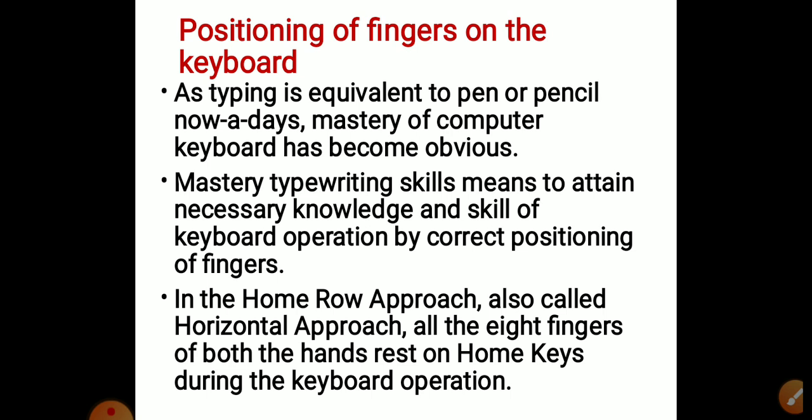Positioning of fingers on the keyboard. How to position the fingers? As I told you earlier, you have a home row, right? Which is your home row? Which is the home row in the keyboard? Last class, when we saw the keyboard, we saw which is the home row. Please refer to the previous notes, previous videos. The home row is where you have the A, S, D, F keys. That row is called the home row, which is the second row of your keyboard. That is your home row.